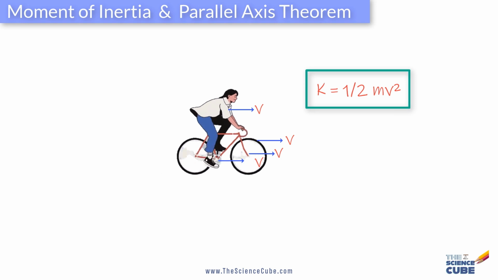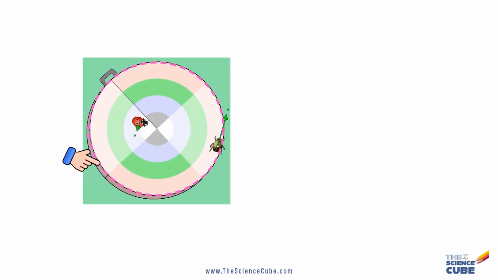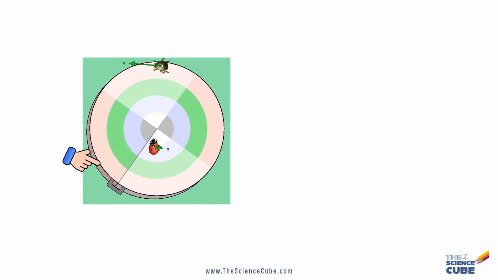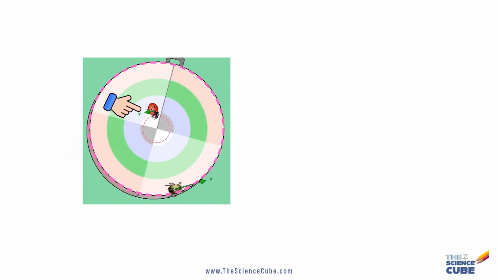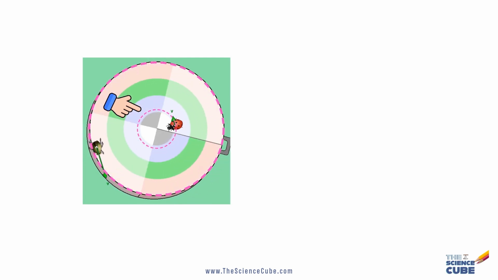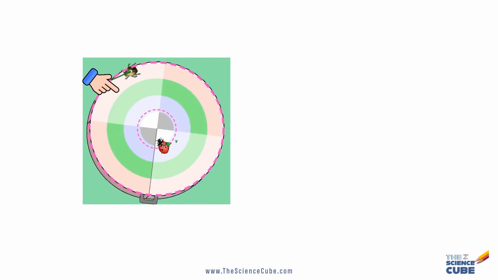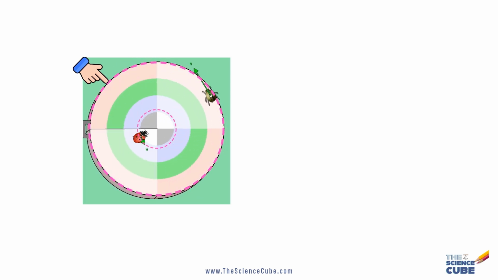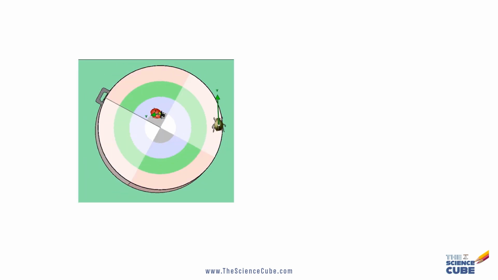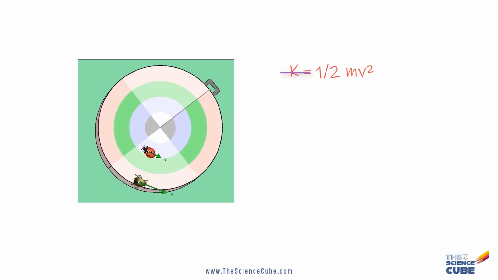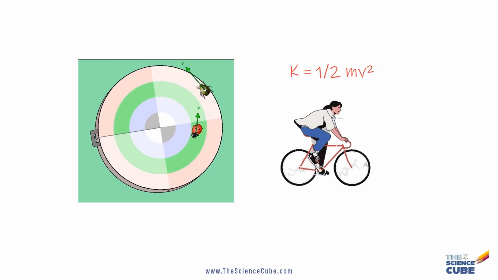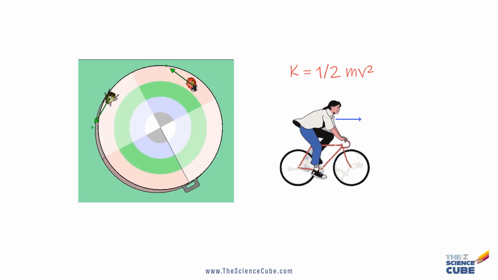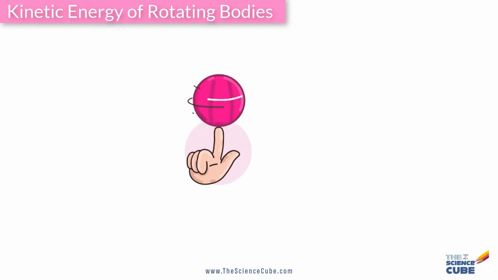But recall from the last lesson, the linear velocity of each point in a rotating body is different. That is, points that are closer to the axis of rotation have lower linear velocity, and as you move away from the axis of rotation, the velocity of the points keeps increasing. So using this formula is not a good choice because it is designed to be used when the velocity is constant for every point in the body. So how do we calculate the kinetic energy of rotating bodies?